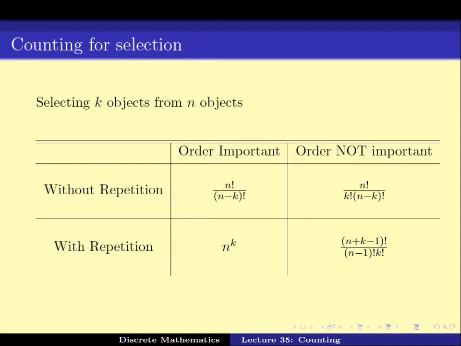So here is what we found out for counting for selection. Namely, if you have to select k objects from n objects, then depending on whether repetitions are allowed, meaning whether the same object can be chosen more than once, and whether the order in which we pick these k objects matters, we have got various answers. A couple of videos earlier, we did prove all these numbers.